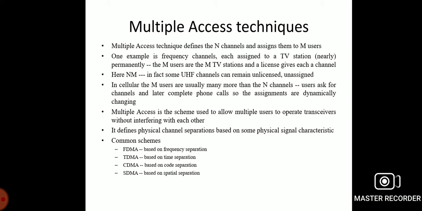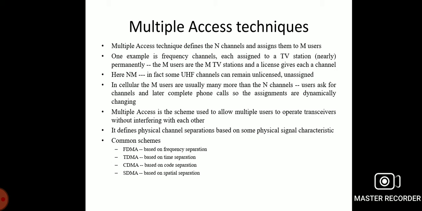Now here N means N channels in the wireless medium, and M means the M users. That is called N and M. In fact, some UHF channels can remain unlicensed or unassigned. In a cellular network, the M users are usually many more than the N channels. The user asks for channels and later completes the phone calls, so the assignments are dynamically changing.